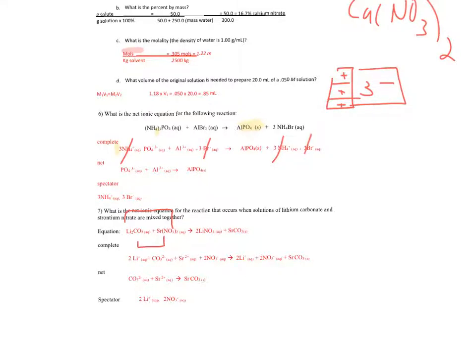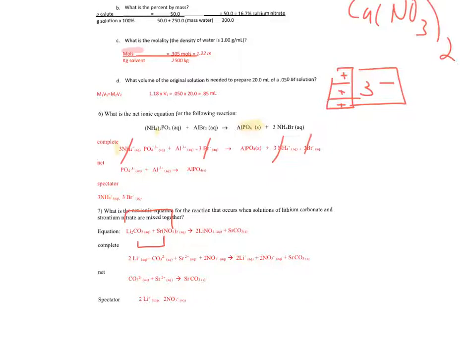So Li goes with NO3. Li is plus, first column, NO3 is minus, so you get LiNO3. On the left you have 2 lithiums and 2 nitrates, so that's why I put a 2 there. On the right, you're putting strontium, which is 2 plus, with carbonate, which is 2 minus. Those are going to cancel out: SrCO3.